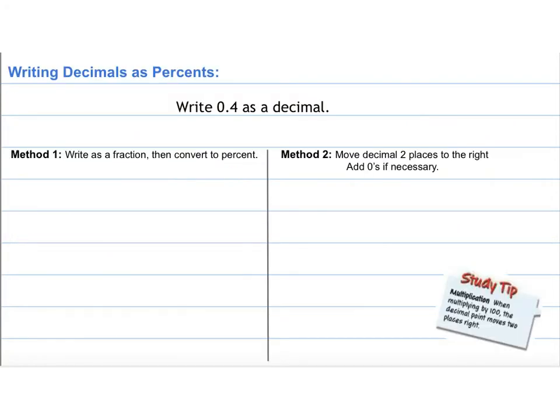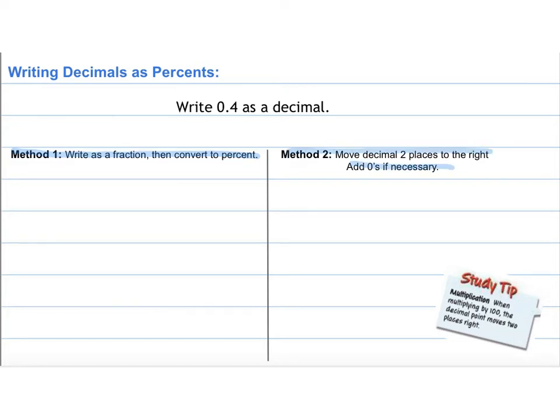Okay, so now we're going the other way, when we have a decimal and we are trying to write it as a percent. So we're looking at 4/10 as a decimal. Once again, 2 methods. Have them both in your notes. The first one is to write the decimal as a fraction and then turn that into a percent, remembering that percents are always out of 100. Otherwise, move the decimal 2 places to the right and fill in with zeros and add a percent sign.